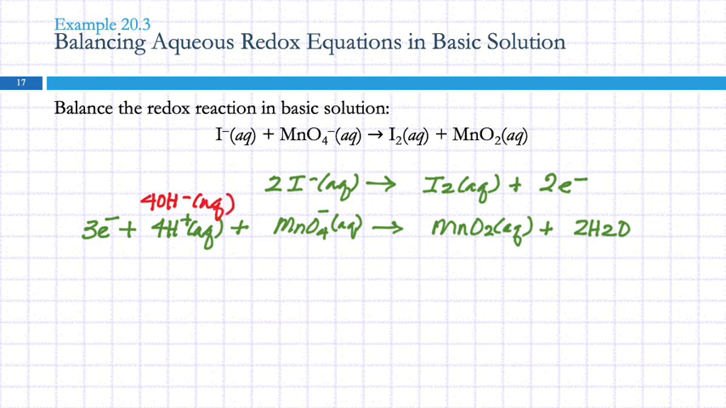But I balanced this already, I don't want to mess it up. So I need to do the same thing to both sides. Otherwise it won't be balanced anymore. And I screwed that up because I put a 2 there instead of a 4. Okay, 4 hydroxides and 4 hydroxides.